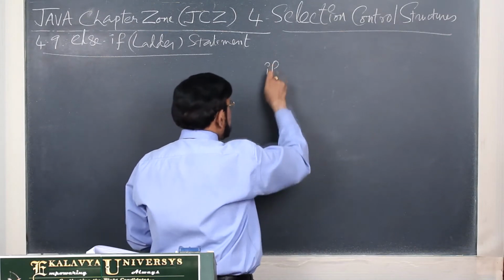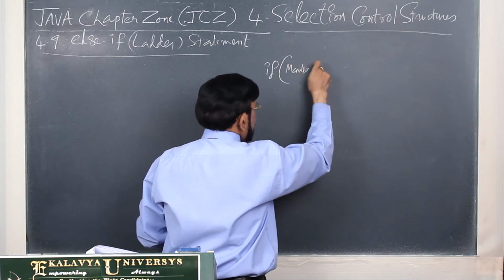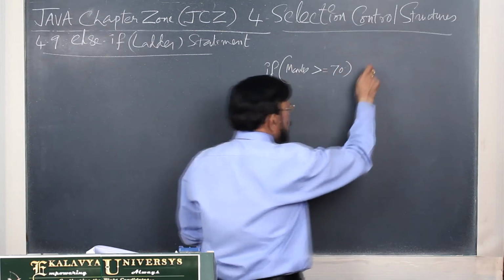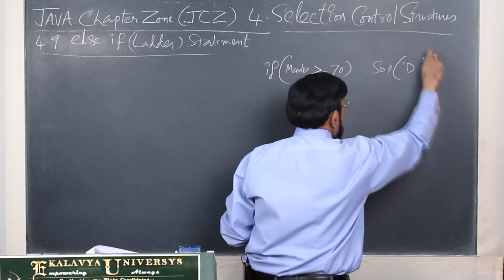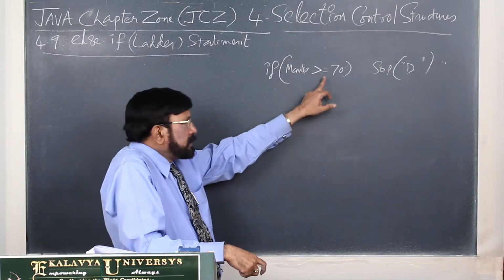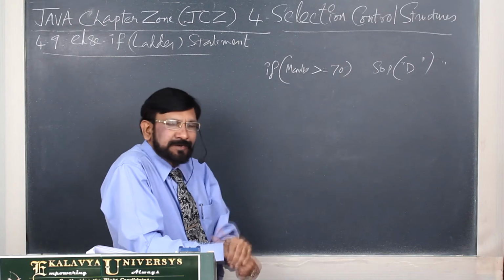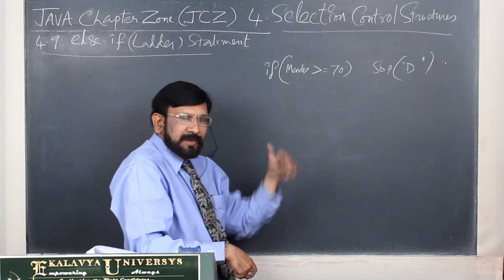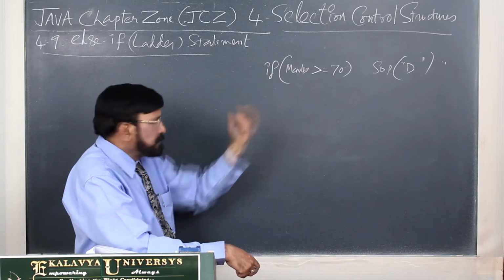Now this is if. Marks percentage greater than or equal to 70, then print distinction. One condition you put: if a student gets 70% or more, give him or her distinction. What about others? Suppose some student gets less than 70. For that student also one category is there in grading.